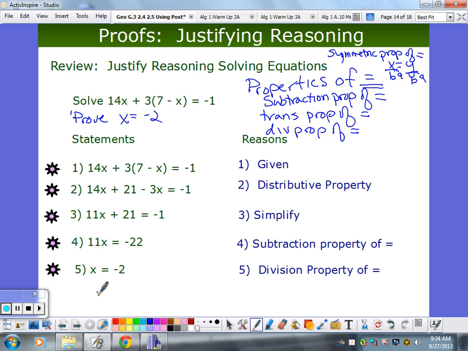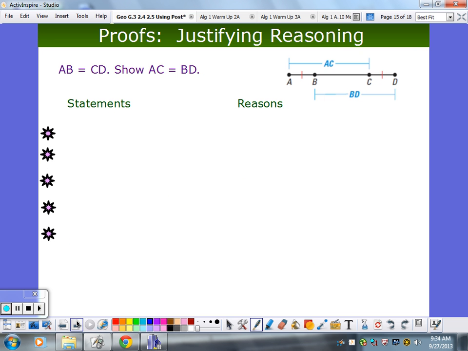Okay, so everybody's like, okay, I'll put my name down. But yeah, you did proof. You've done this already. So now we're going to apply proofs to other areas besides just algebra equations. So here's a nice geometry problem.